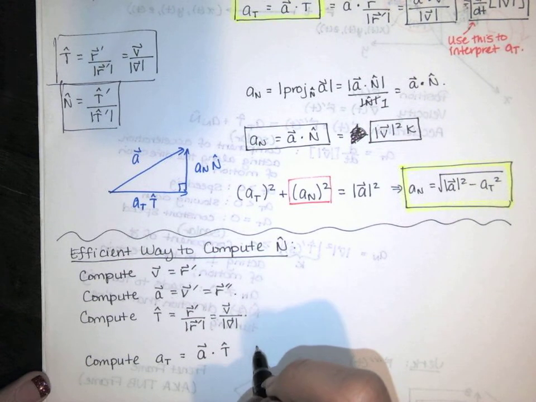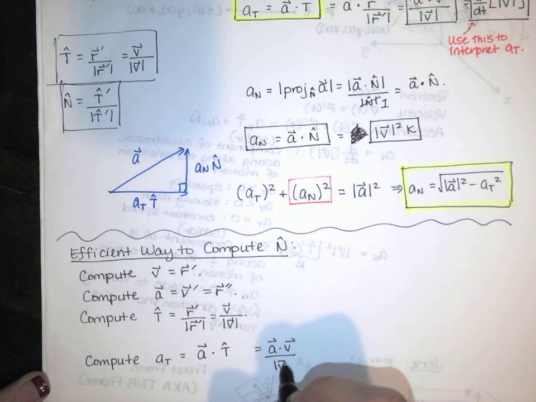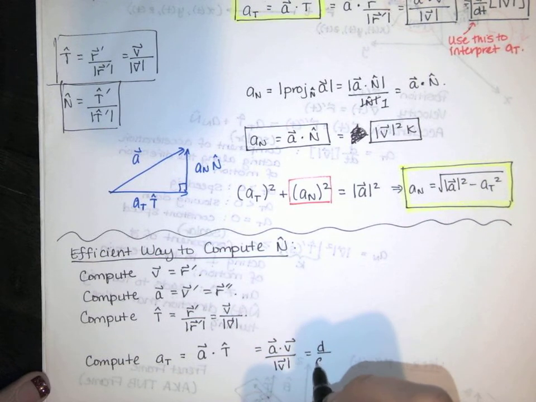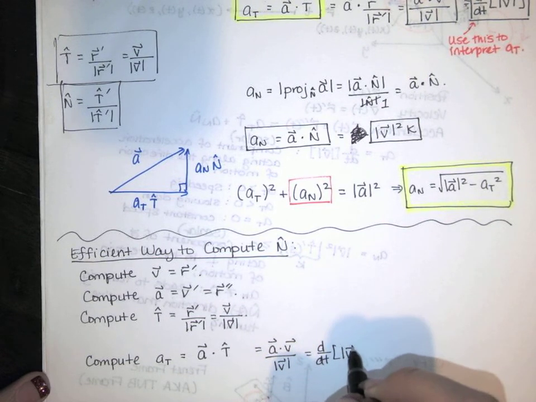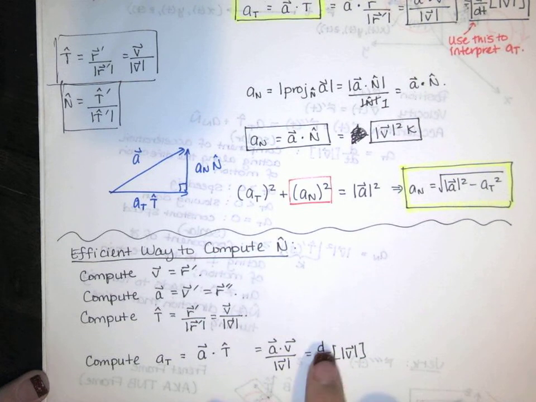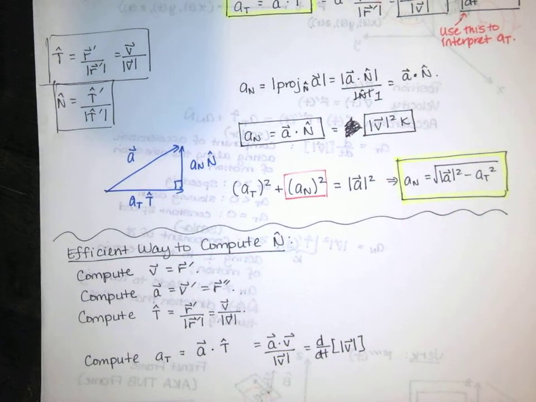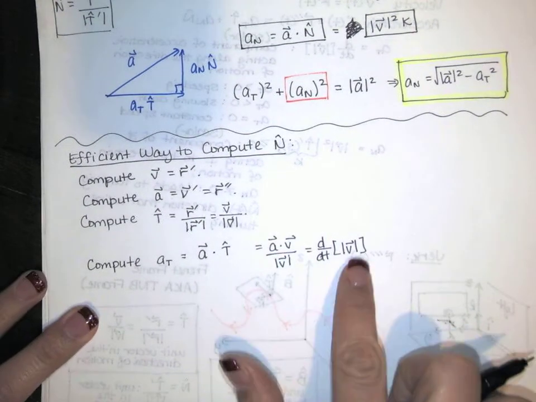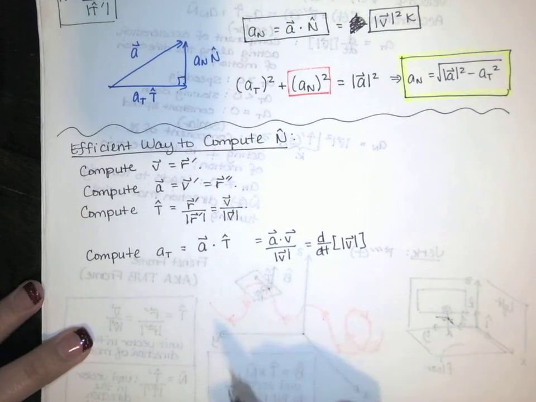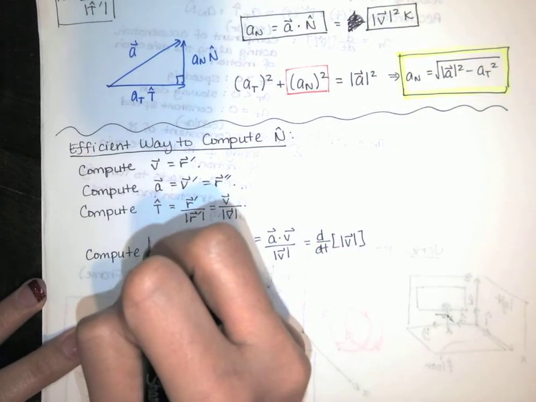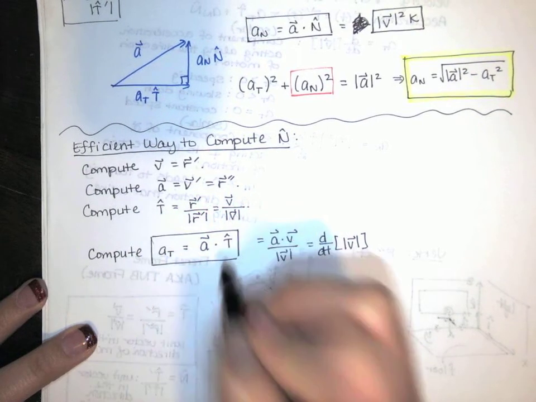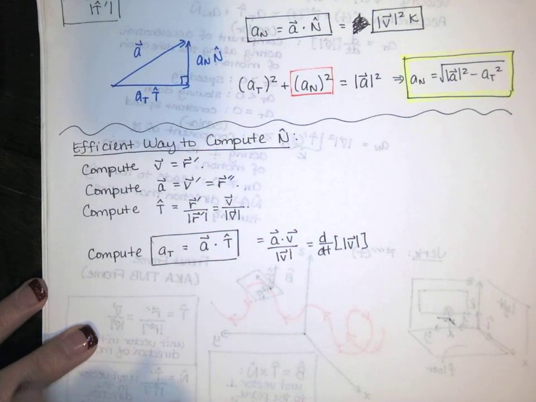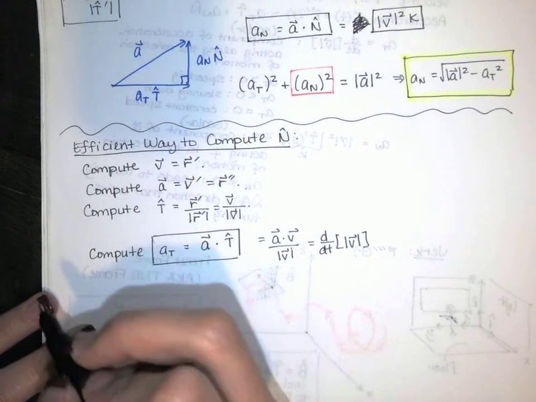Now there are other formulas for a sub t. There's this one, and there's this one. Actually it wouldn't be too difficult to find that, even though there's a square root and we'd have to use the chain rule. So we could find a sub t using this formula if we prefer. But I think the most efficient formula on this list is this one. So just take a and dot it with t hat, and that's a sub t. Okay, so we've got that.